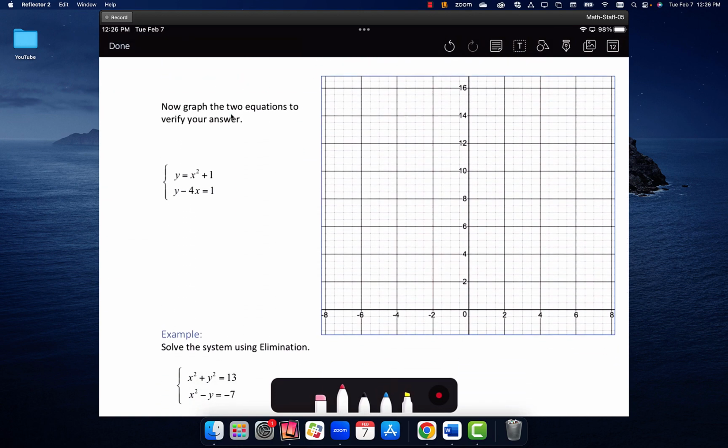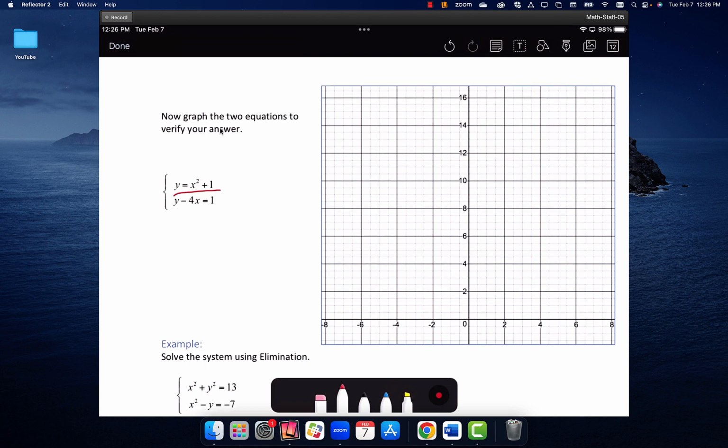Now we'll solve this using graphing. Our first equation is just a quadratic that has been shifted up 1 unit. So we'll plot those familiar points, (0, 1), (1, 2). Then it would normally be (2, 4), but we're going up 1, so that'll be (2, 5). 3 squared is 9, plus 1 is 10. 4 squared is 16, plus 1 is 17.